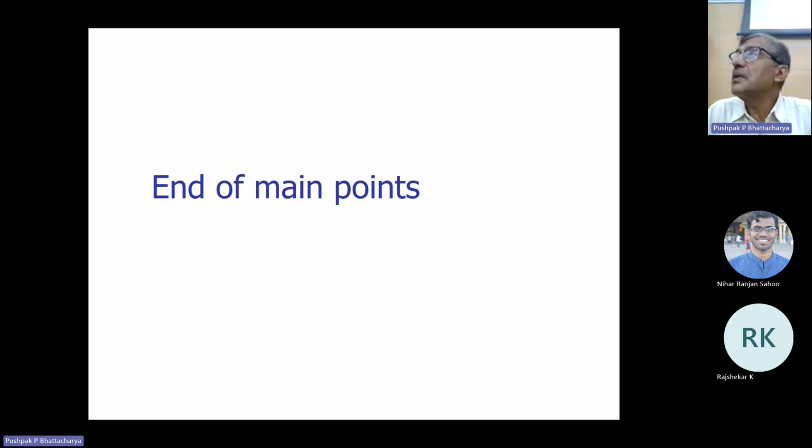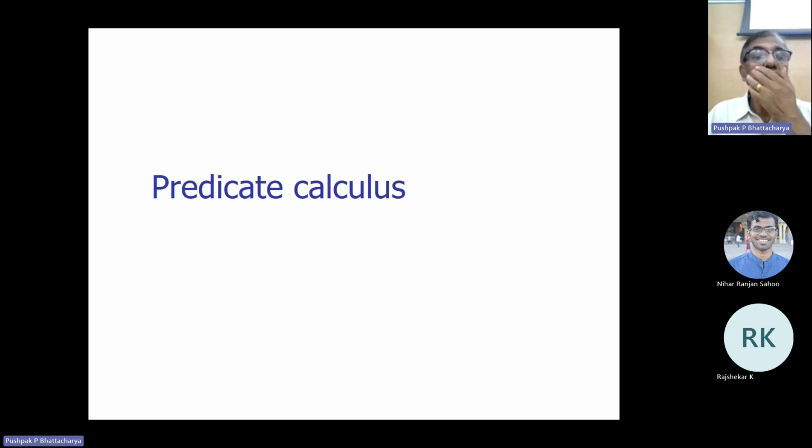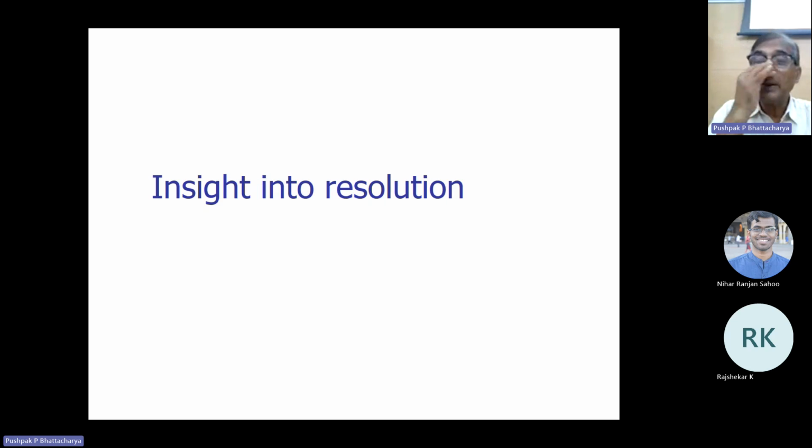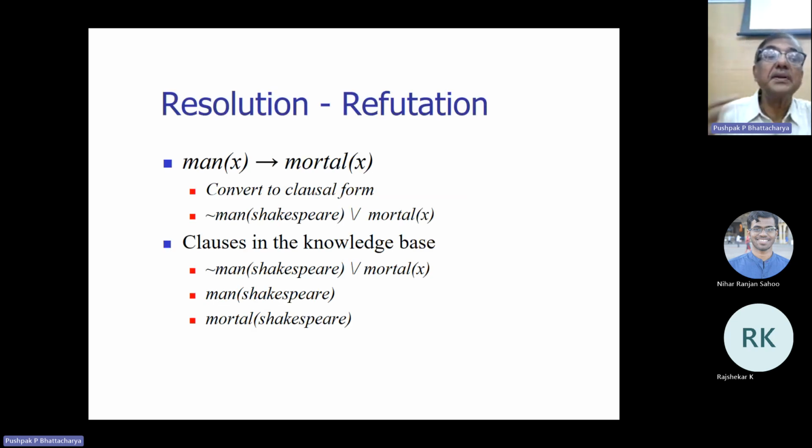If there is any question from anybody with respect to what was covered. Okay, then let's proceed. We introduced predicate calculus through a puzzle-like problem referring to the Himalayan club problem. Now we would like to understand resolution in a little more detail, with some more insight into resolution. And resolution refutation goes this way.